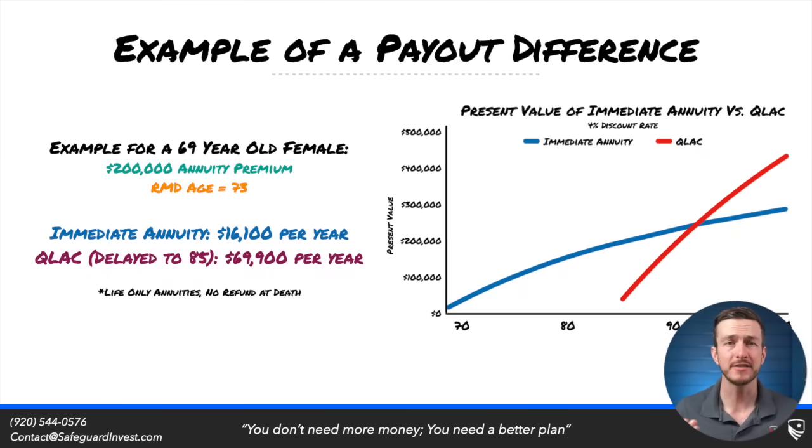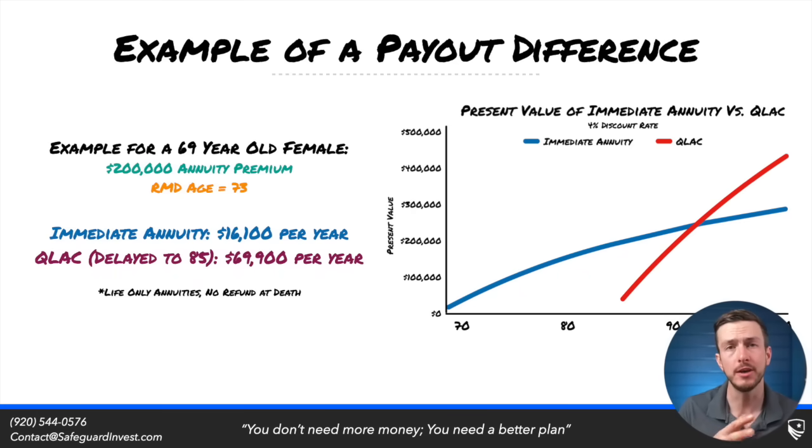Sometimes the best contracts can be an outlier and only available for a very short amount of time. I also do not have any refund at death features with either of these options. If she were to purchase an immediate annuity, this retiree would start receiving $16,100 per year immediately. This amount is not inflation adjusted, but would continue for the remainder of her life.